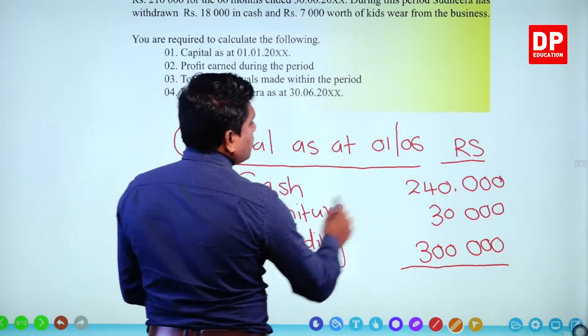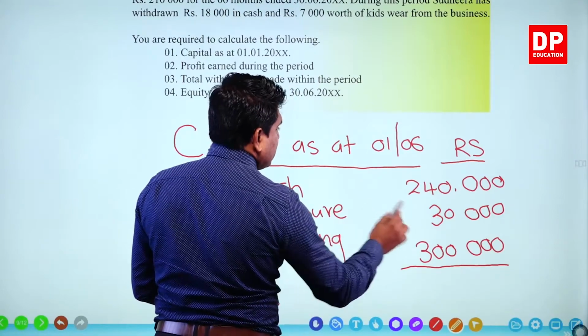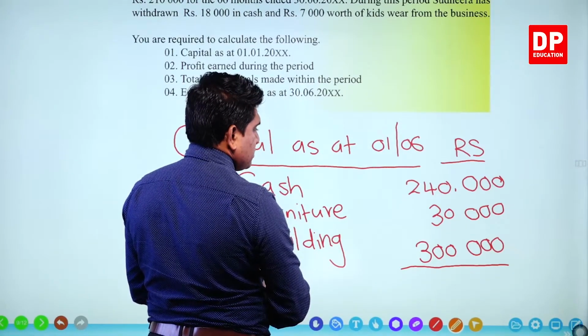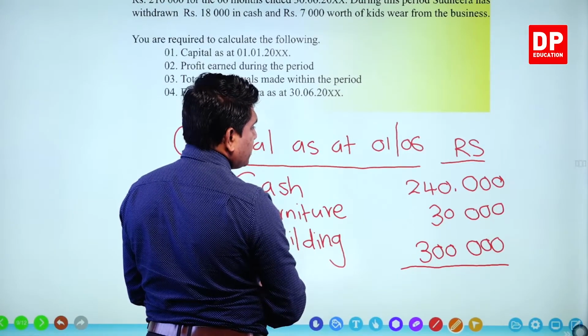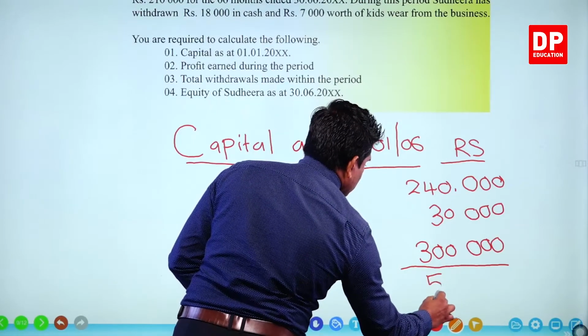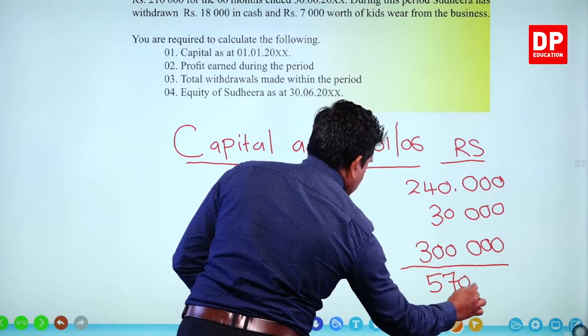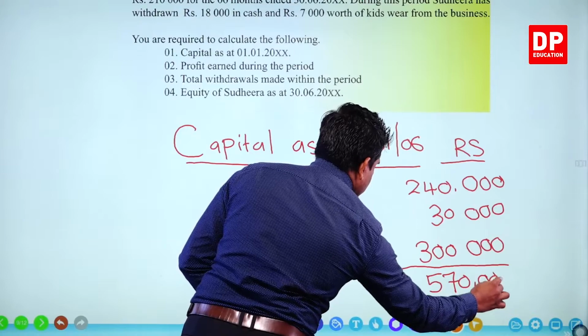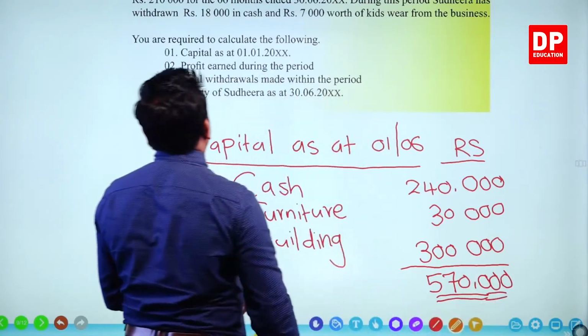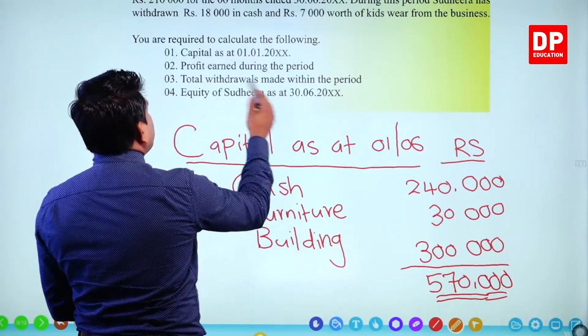Now you get the total. How much? 240,000 plus 30,000 is 270,000, plus 300,000, then 570,000. 570,000 is the initial capital, right? Initial capital.